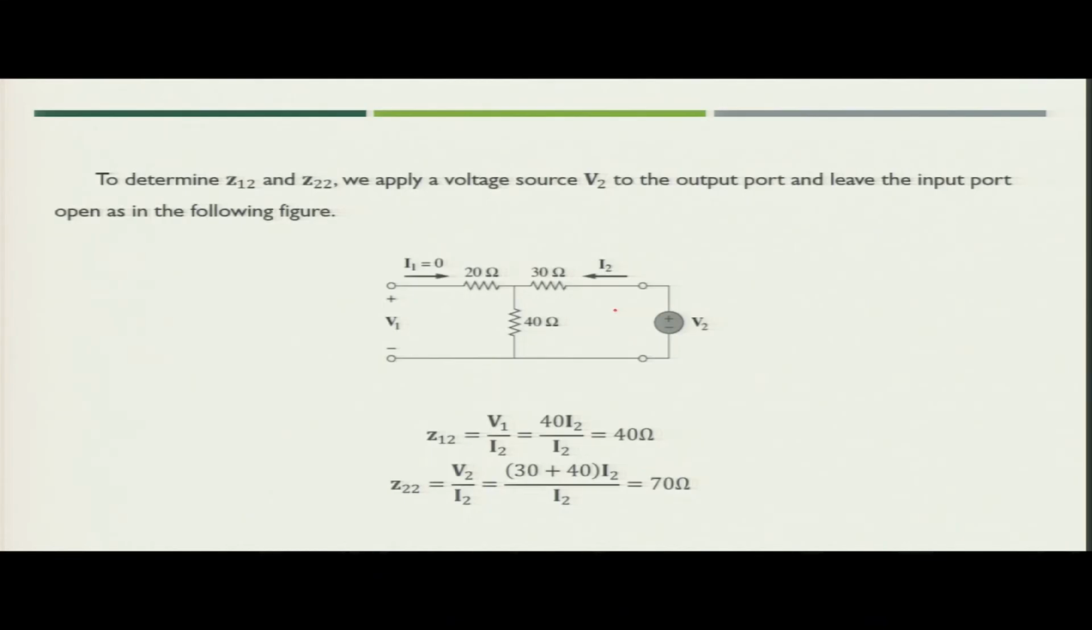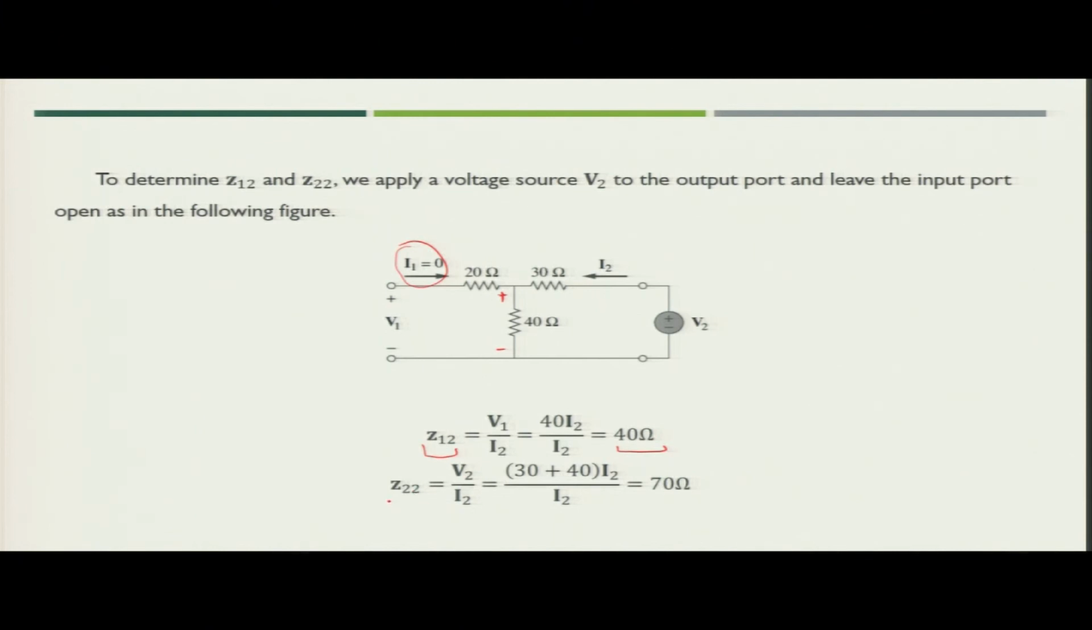Now, next what you have to do? You have to keep the input port as open circuit and apply voltage V2 across the output port, and we measure the value of I2. So, what would be the value of Z12? Since I1 is equal to 0, the value of V1 would be across again the 40 ohm resistance. The voltage across the 40 ohm resistance is 40 into I2, and divide by I2, you will get the value of Z12 as 40 ohm.